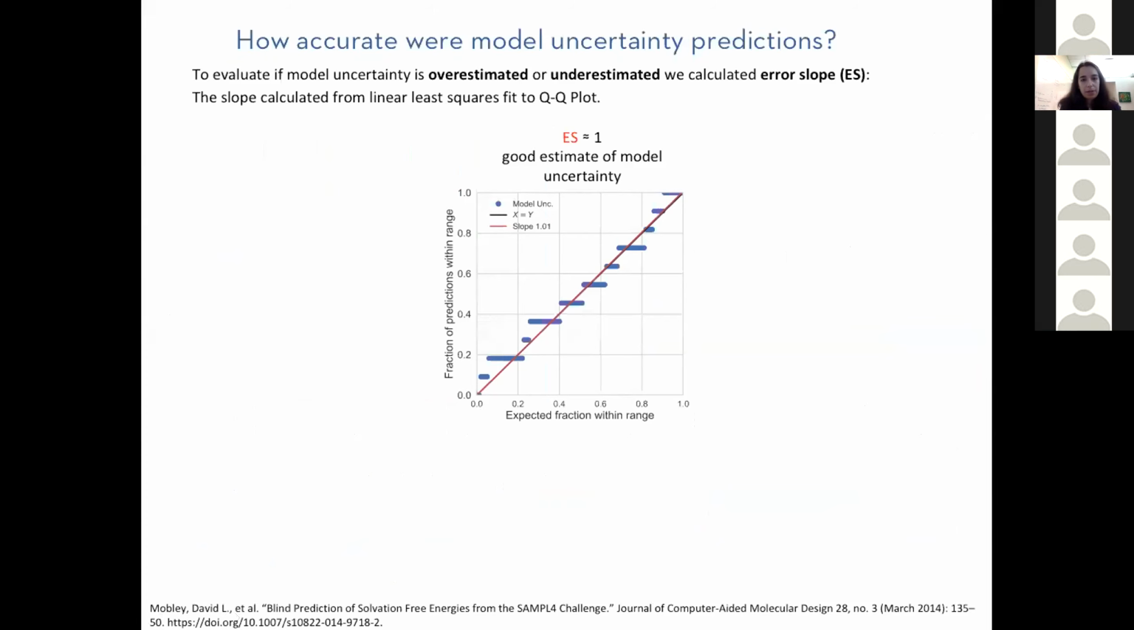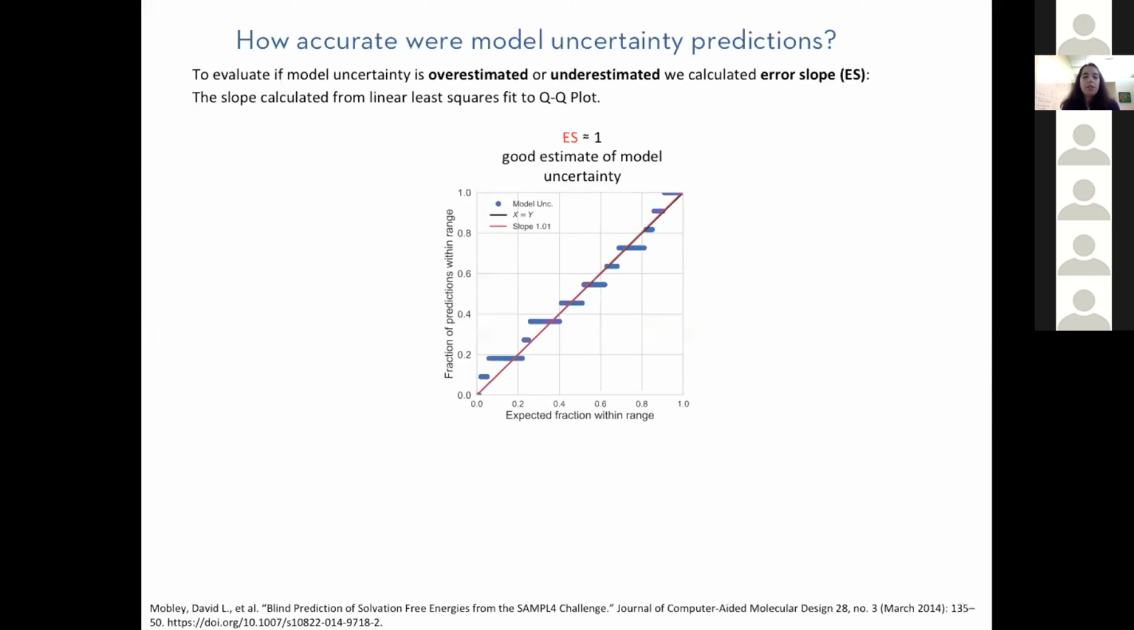So far, I've talked about how accurate the predictions were. Now I would like to mention the model uncertainty and how we are going to evaluate model uncertainty predictions. This is the evaluation of how well people predicted whether their predictions will agree with the experiment or not. To evaluate if model uncertainty is overestimated or underestimated, we are using QQ plots, comparison to quantile plots of a normal distribution, and we calculate an error slope, which is going to tell us if the model uncertainty is overestimated or underestimated.